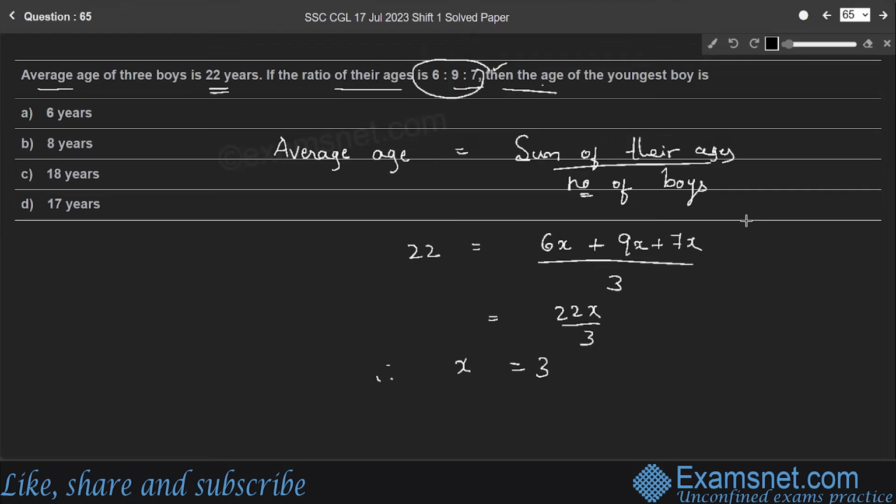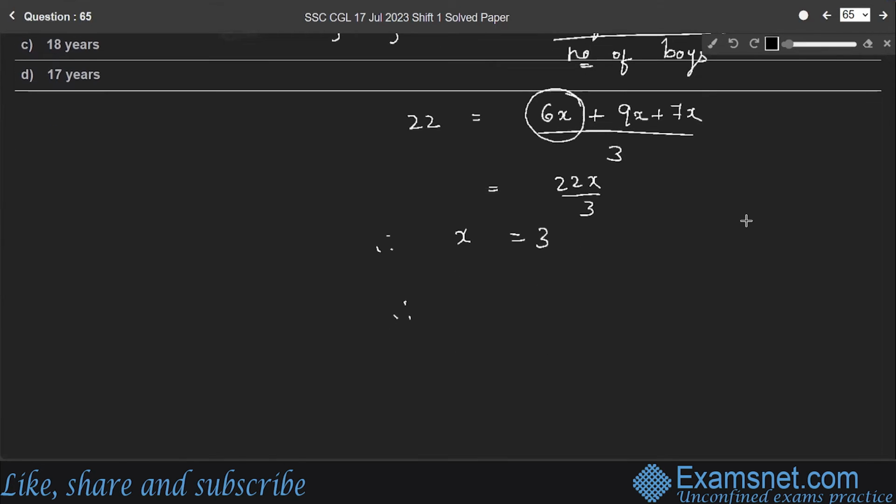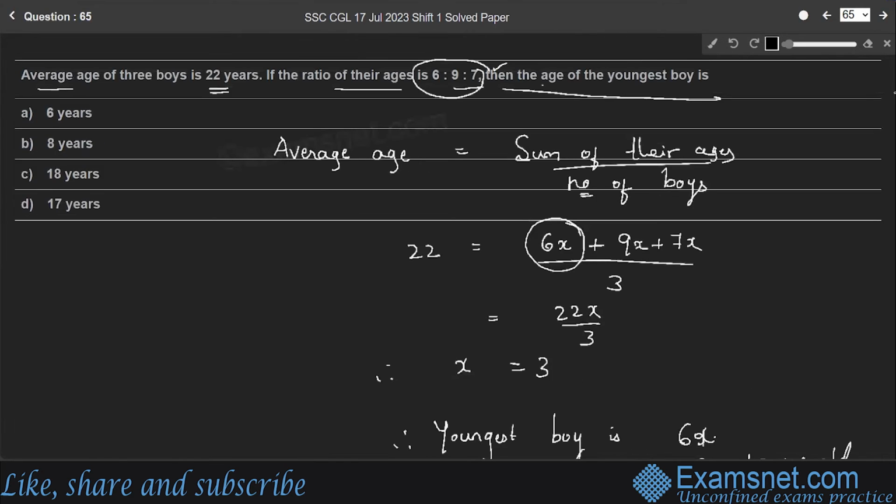Here the question is the age of the youngest boy. So the youngest boy's age is 6x years, the smallest ratio. Therefore, the youngest boy is 6x years old, which is 6 into 3, which is 18 years old. So 18 years old. Therefore, option C is the right answer.